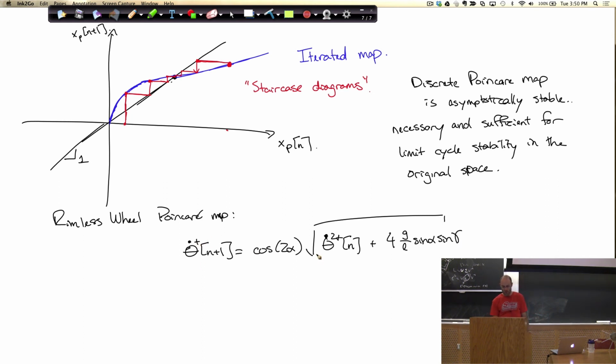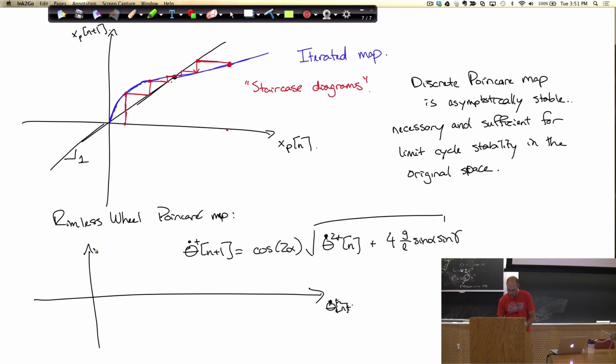Okay, so I'll take a map from right after the nth collision to right after the n plus 1th collision. If I draw this for one particular choice of slope, then what I get is the angular velocity at the nth collision versus the angular velocity at the n plus 1th collision. I get this beautiful map that looks like this.